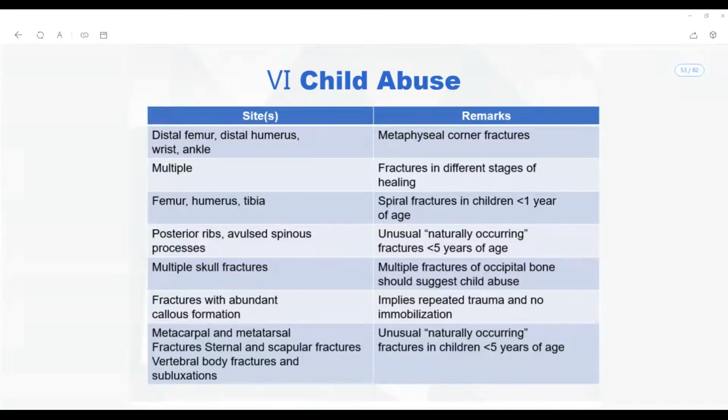All right, then the femur, humerus, and tibia are generally the fractures that are seen in children around 1 year of age. Like I said, posterior ribs and avulsed spinous processes are also seen, and they do not occur naturally in children less than 5 years of age. Multiple skull fractures occur when the baby is hit on the head. Most of the time in Indian communities they say, don't hit on the head, right? Why do they say that? It actually causes fractures of the skull.